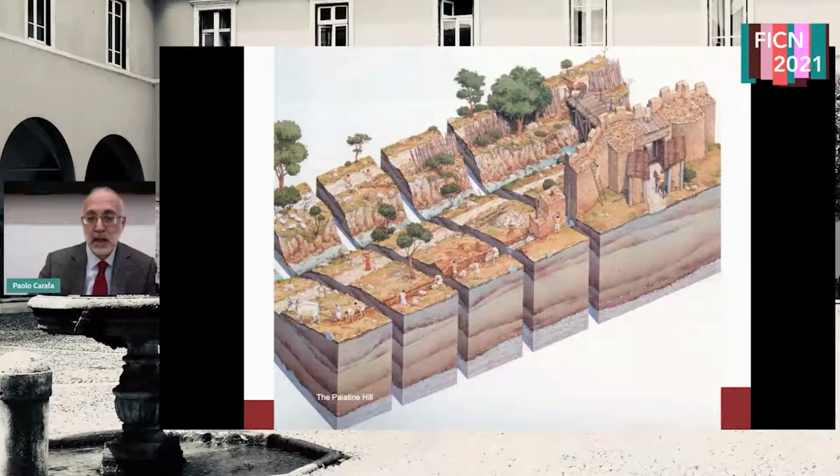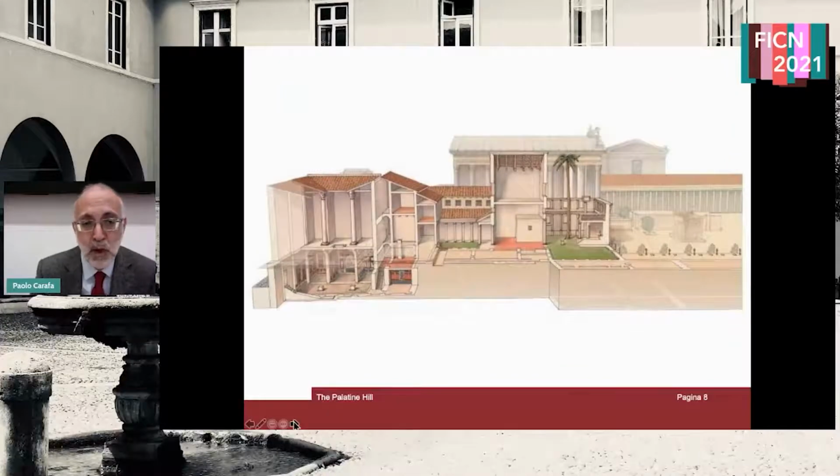The second man, Augustus, lived on the hill, and by the way, also founded the empire. Here is a reconstruction of the house of the emperor. We will explain this image in a while later.